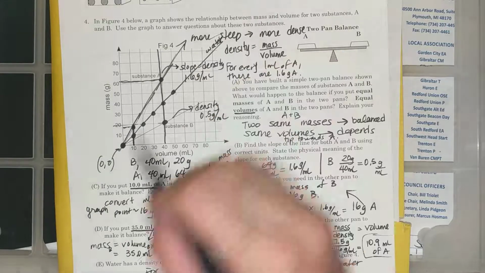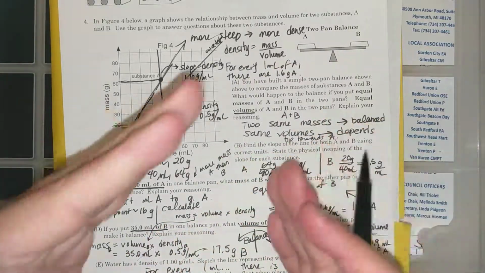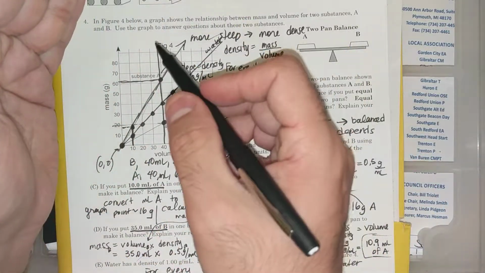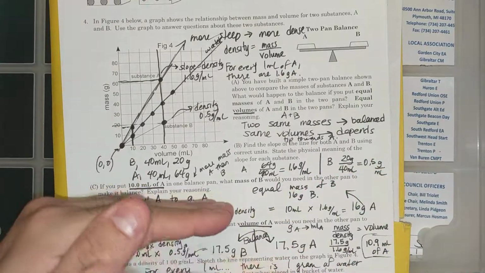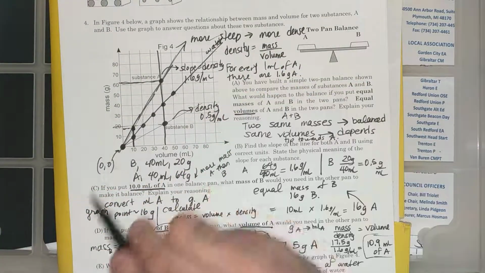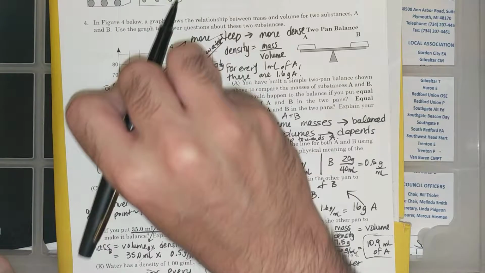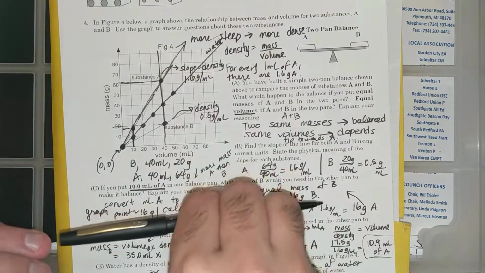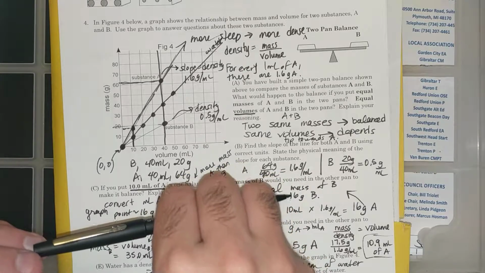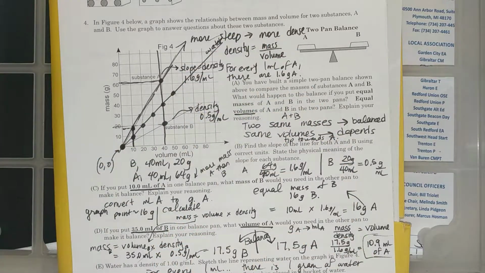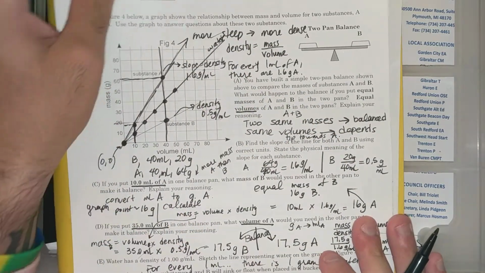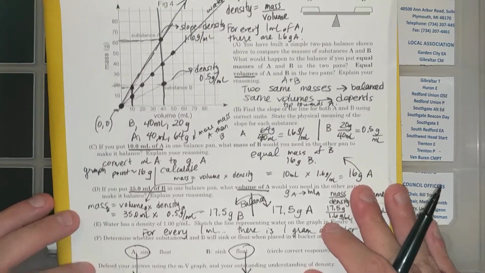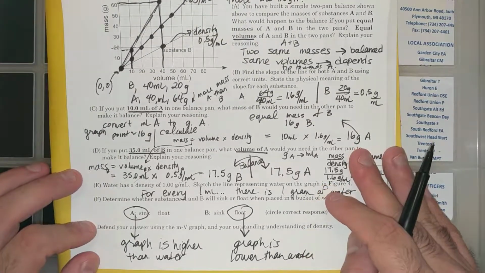And from now on, if I see density graphs, if I see a line that's higher, it means it's more dense than a line that's lower, which is less dense. And then usually if I draw my line for water, if it's above the line for water, it's going to sink in water. And if it's below the line for water, it's going to float in water. It means it's less dense. So this was a complete explanation for question 4. Question 4 had a lot going on.